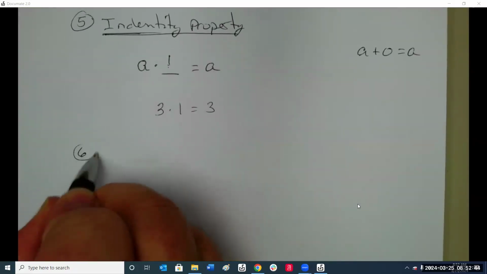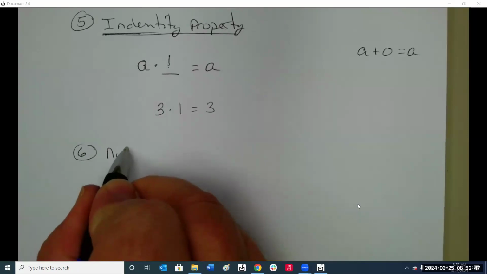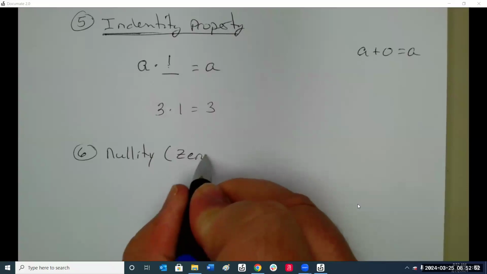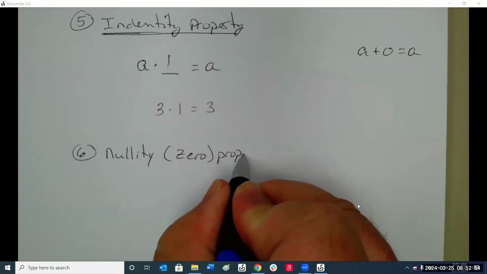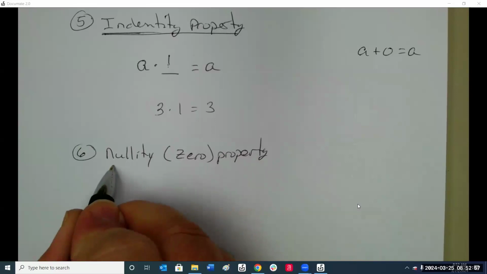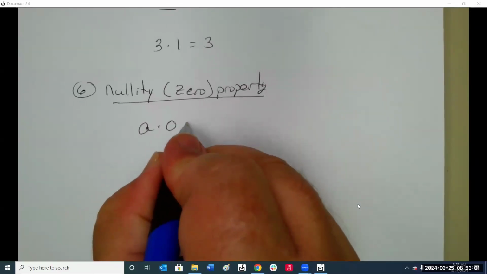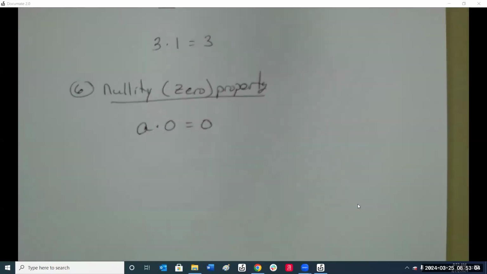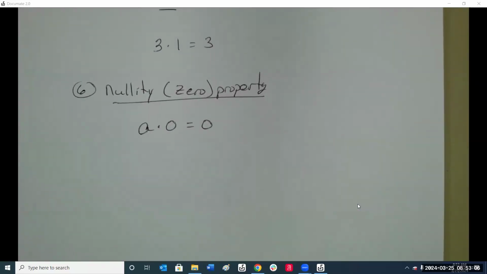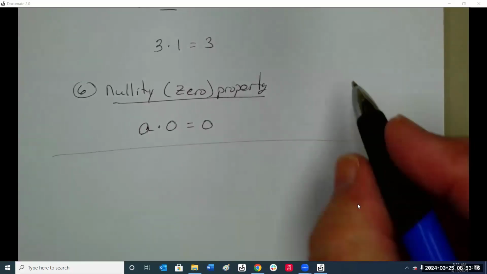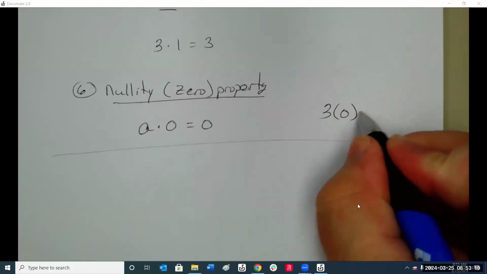And then the 6th one is the nullity or the 0 property. That says anything times 0 is 0. Example. So a combination of all those, it would be 3 times 0 is 0.